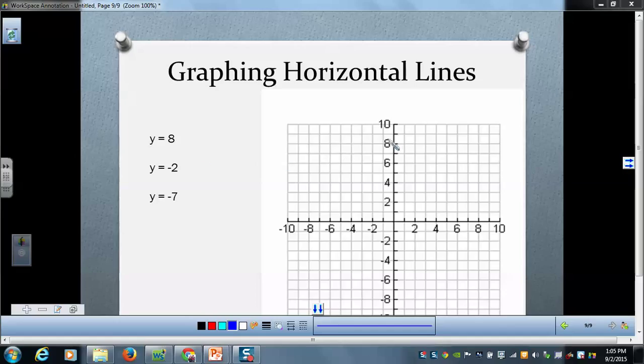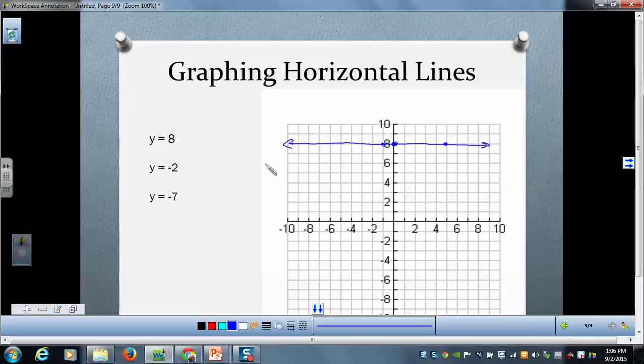So 0, 8 is an easy one to do. I could do 5, 8 out here. I could do negative 1, 8, and I just want to generate 3 points. And notice every point on this line has a y value of 8 in the coordinate point.